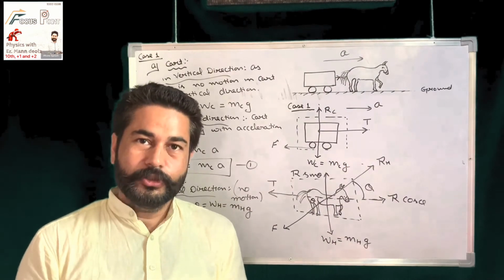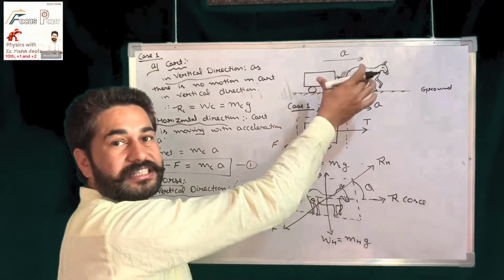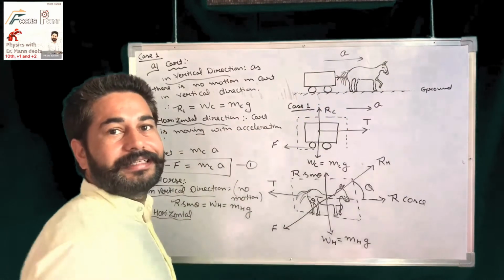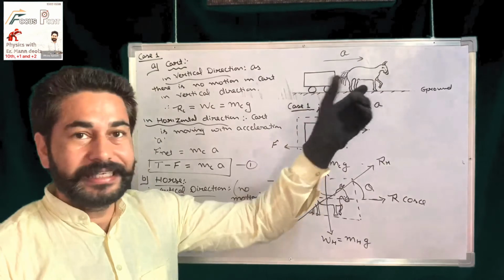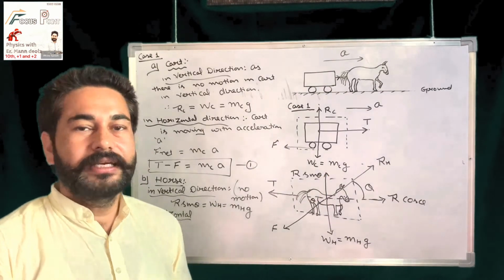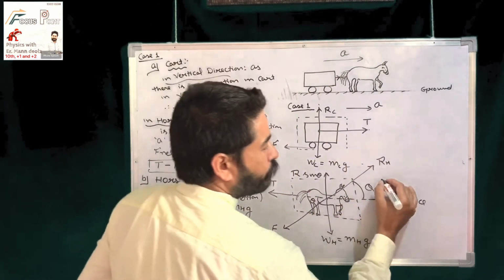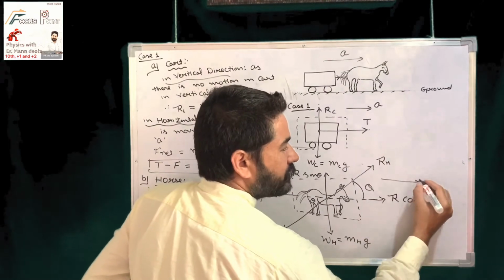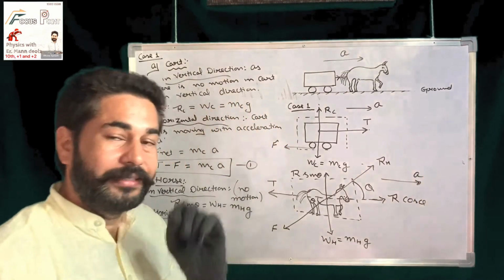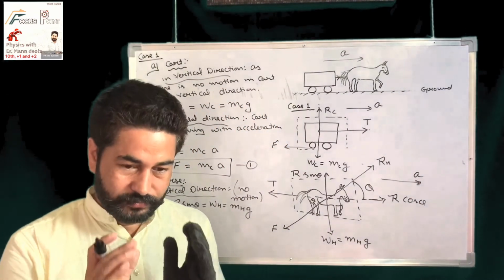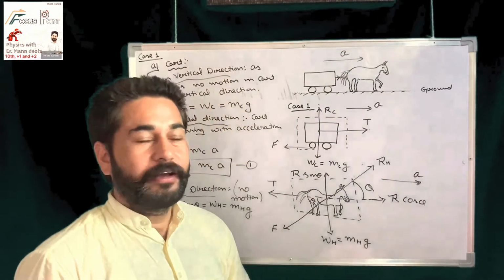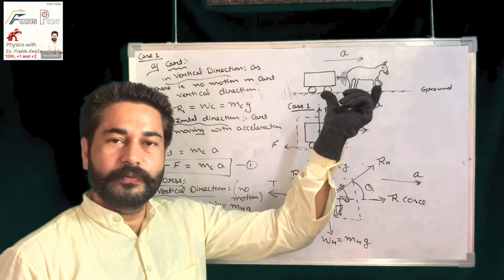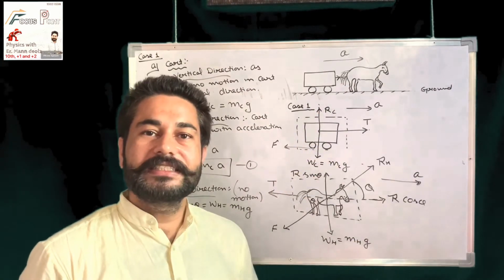This you should know: if the whole system is moving with acceleration a, and these bodies are connected with each other, then the cart and horse both will move with the same acceleration. This you have to understand. Now take a pause. Let me explain the concept of this. Why, if many bodies are connected with each other, do they have to move with the same acceleration?